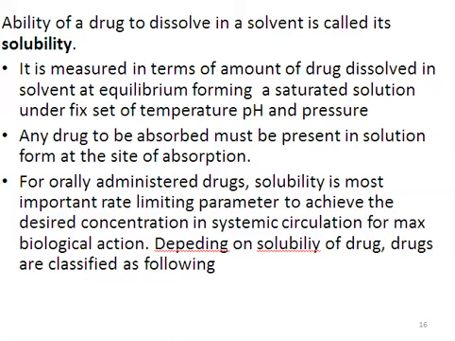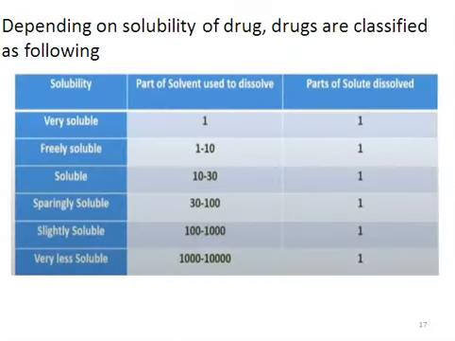Depending on the solubility, drugs are classified as follows, right? Drugs may be called very soluble, freely soluble, soluble, sparingly soluble, slightly soluble, very less soluble, depending on the amount of solvent used. If you use 1 part of solvent to dissolve 1 part of solute, we say the drug is very soluble. However, if you use 1 to 10 parts of solvent to dissolve 1 part of solute, the drug is freely soluble. If we have to use 10 to 30 parts of solvent, then the drug is called soluble. If we have to use 30 to 100 parts of solvent to dissolve 1 part of solute, the drug is sparingly soluble.